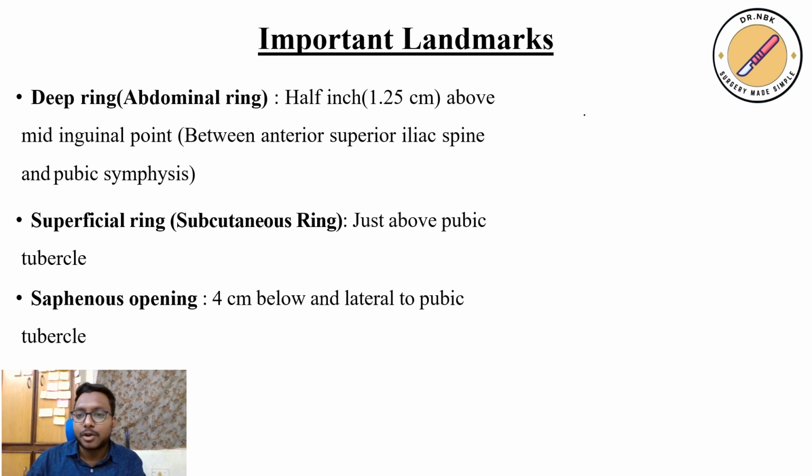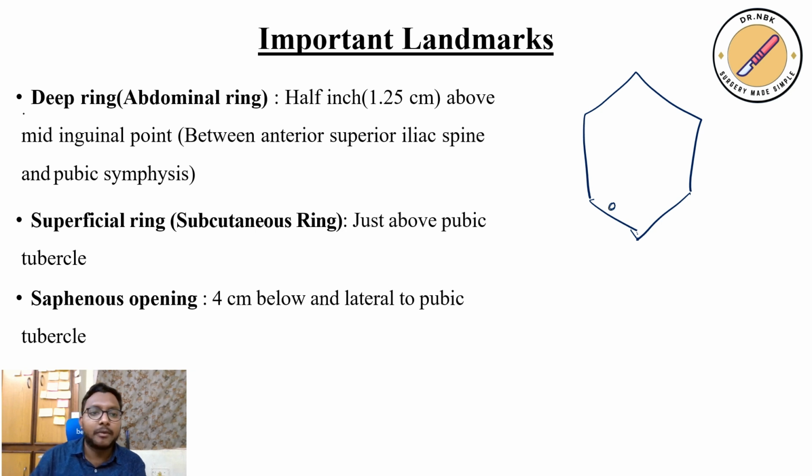Before that, we need to understand what is the inguinal canal and all. So please understand, if you take this as the outline of the abdomen, where is the deep ring located topographically? That will be the question. Please understand, this is the anterior superior iliac spine, and you have the pubic symphysis or pubic tubercle here. 1.25 centimeter above the midinguinal point. We will see what they are. So, 1.25 centimeter above the midinguinal point is your deep inguinal ring.